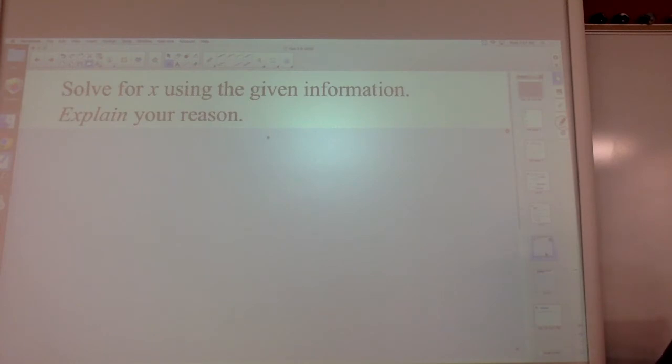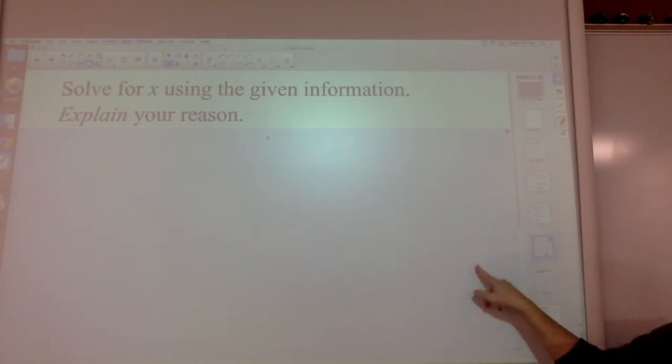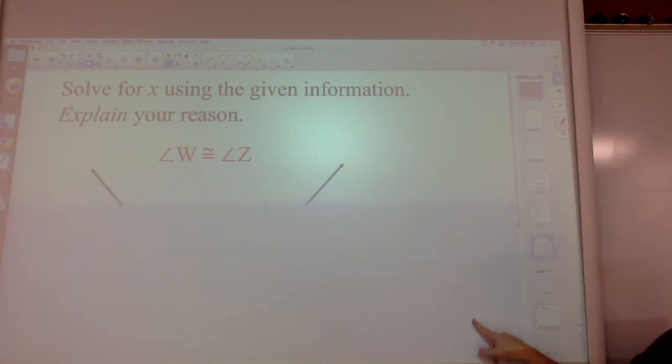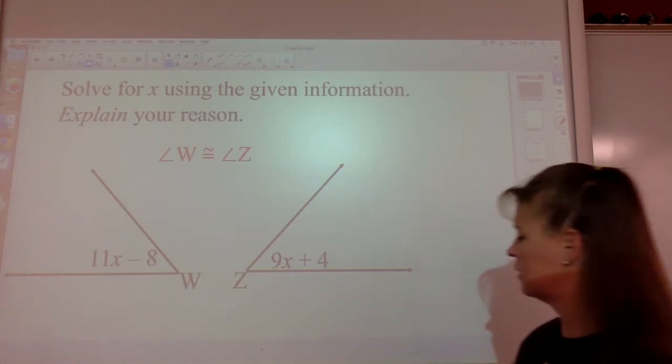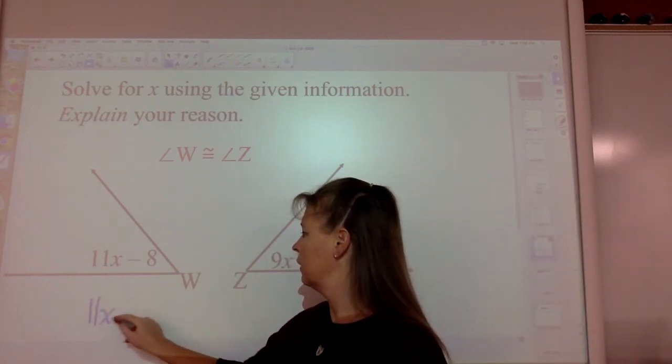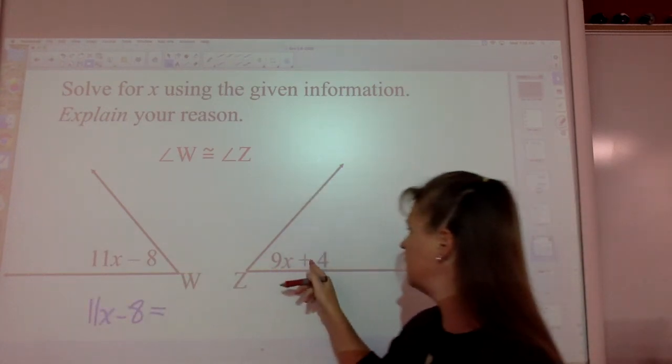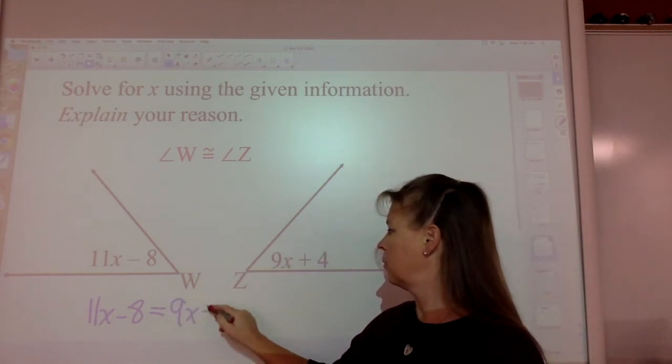All right, and finally, solve for x using the given information, but you have to explain your reason. Hopefully you do have your handouts, you don't have to draw all this, but if not, go ahead and sketch it down. They're telling you that angle W is congruent to angle Z. We're going to solve for x, and we're going to say 11x minus 8 is equal to 9x plus 4.